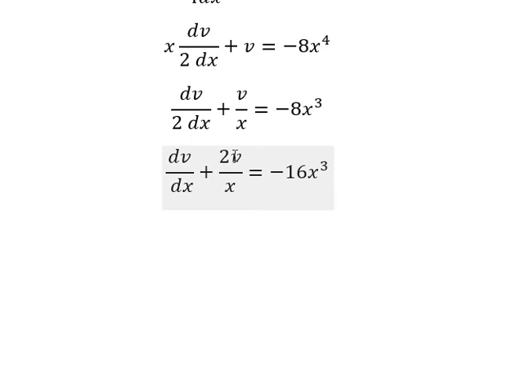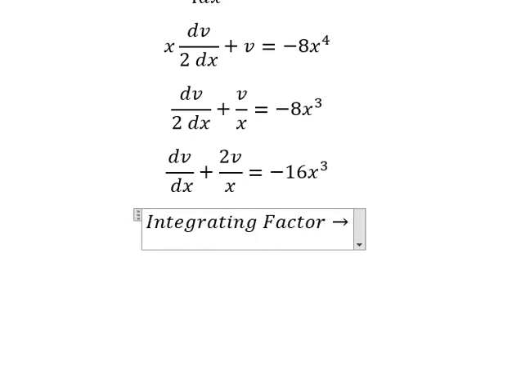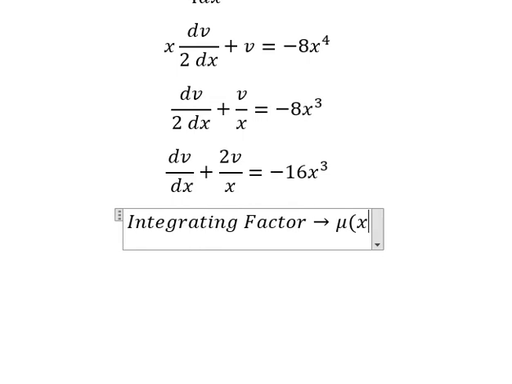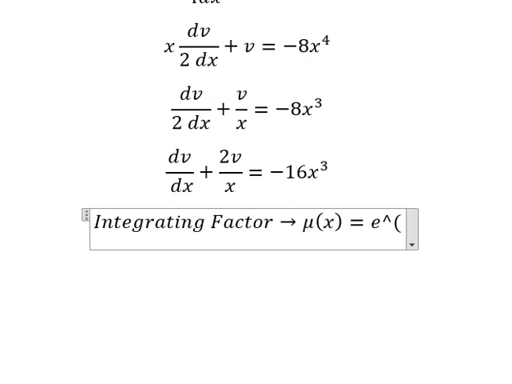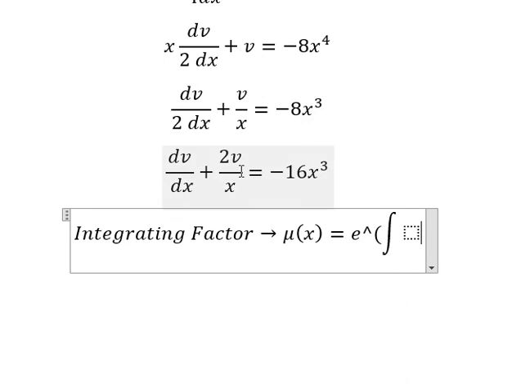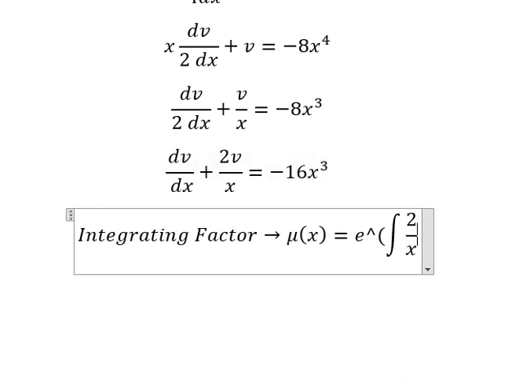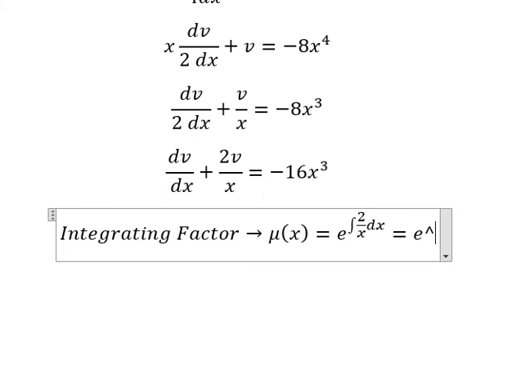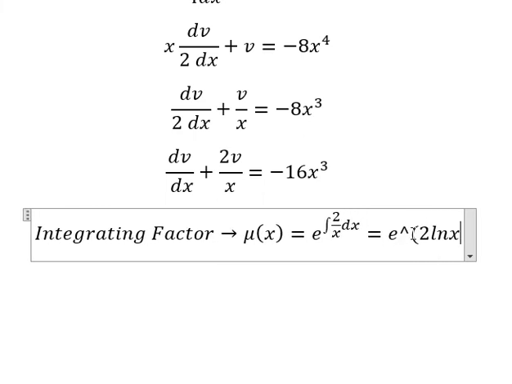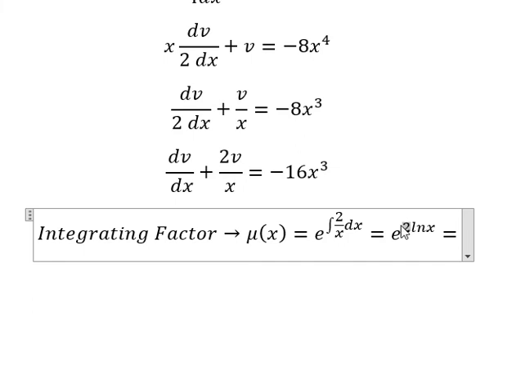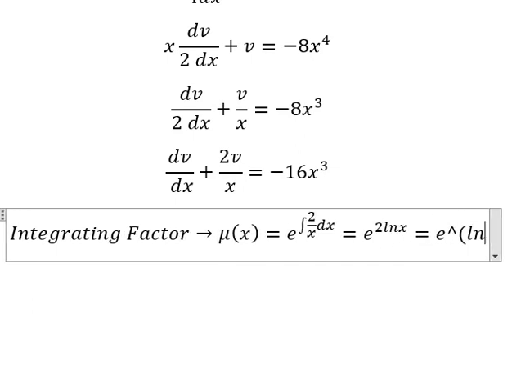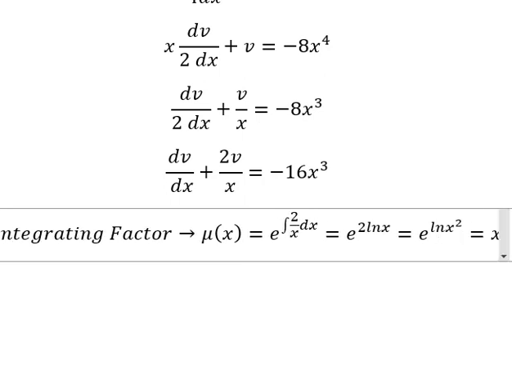Next, we have v and the first derivative of v. So we can use an integrating factor. So I will put mu of s equals e to the power of the integration of 2 over s. This is the integrating factor. And we have e to the power of 2 ln s. So number 2 goes inside the natural log in here. And this one we have s squared.